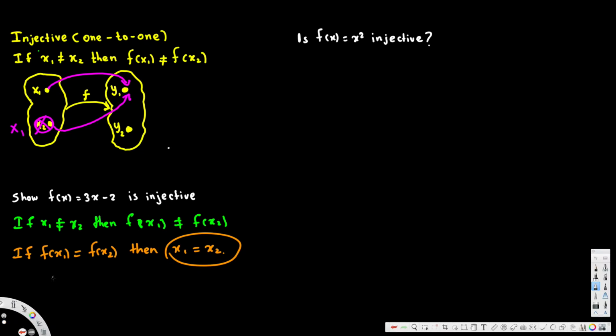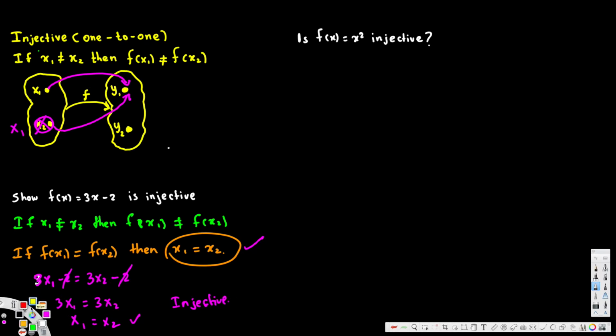Now let's go ahead and prove it. Here we are going to equate f of x1 to f of x2. Since we are given 3x minus 2, instead of x we put x1: 3x1 minus 2 is equal to 3x2 minus 2. Now minus 2 cancels, and we get 3x1 is equal to 3x2. Finally we get x1 is equal to x2. So we proved the claim. It means this is an injective function.